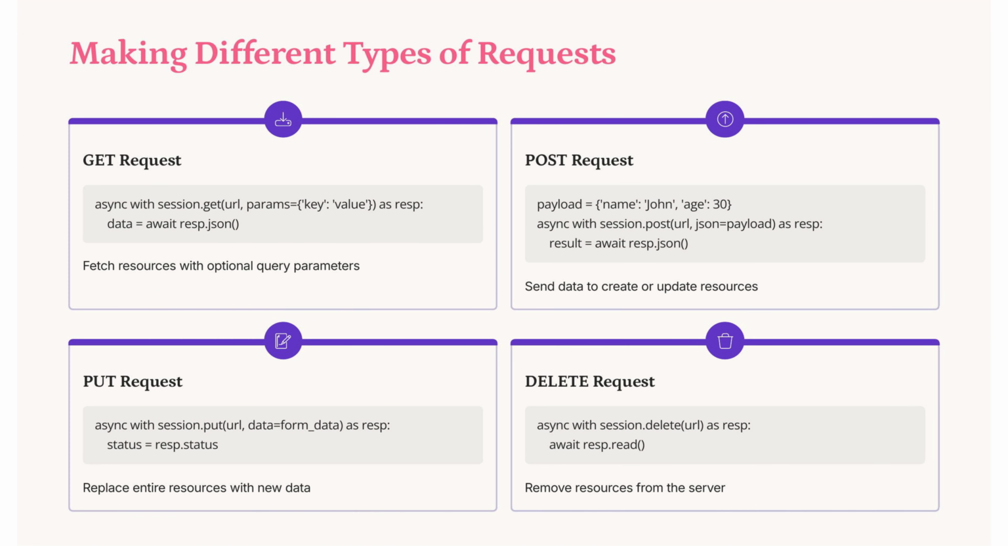Get requests fetch resources with optional query parameters. Post requests send data to create or update resources. Put requests replace entire resources with new data. Delete requests remove resources from the server. Each request type serves a distinct purpose in managing server interactions efficiently.